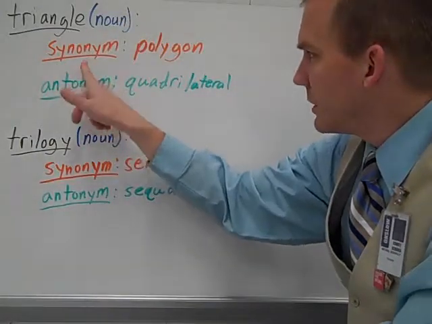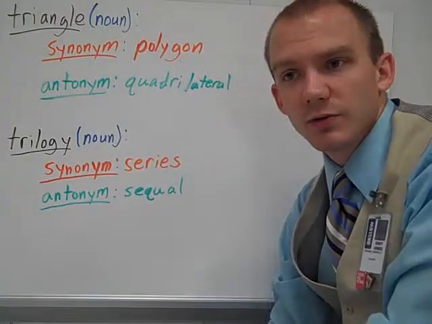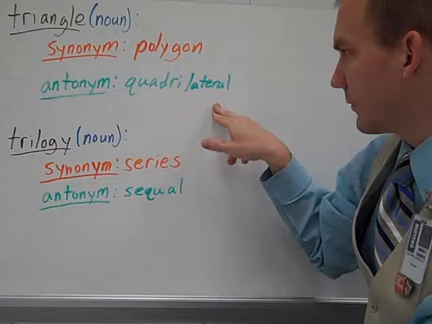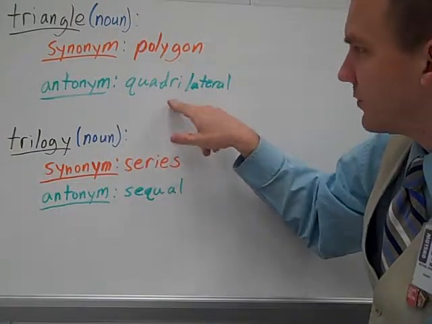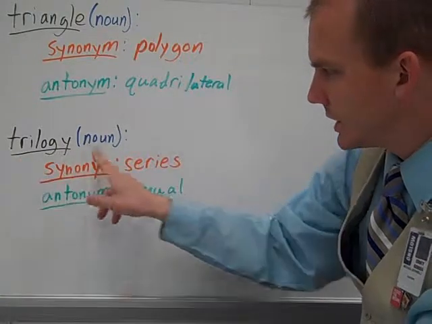Triangle is a noun. A synonym would be a polygon. Any closed figure with straight sides, that's a triangle. And then antonym would be a quadrilateral, which is also a polygon, but it has 4 sides instead of the 3. And then trilogy is a noun.